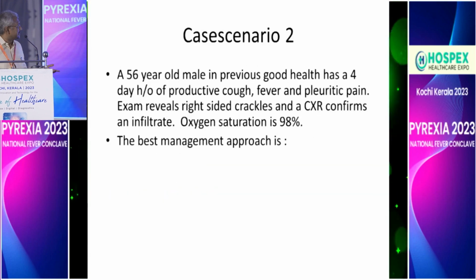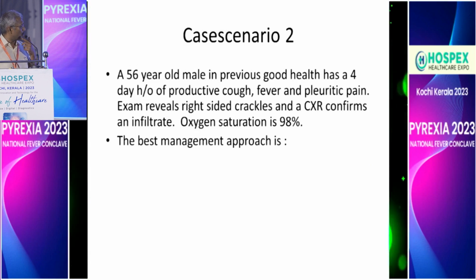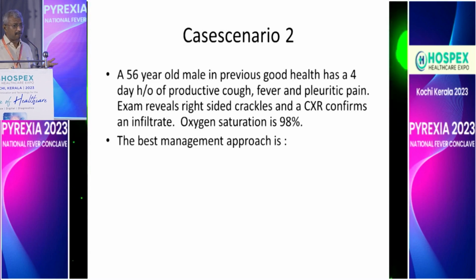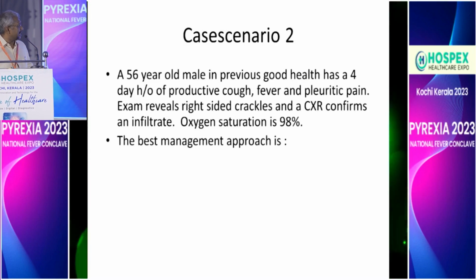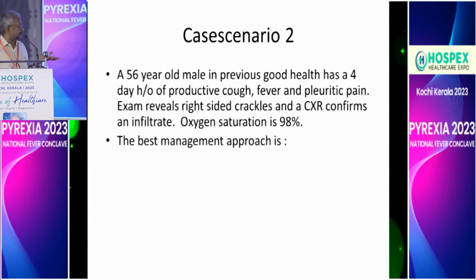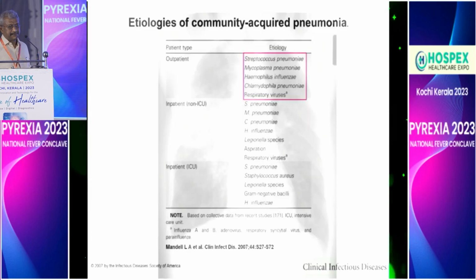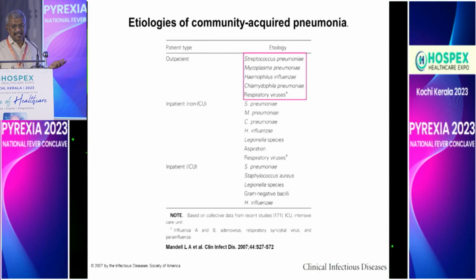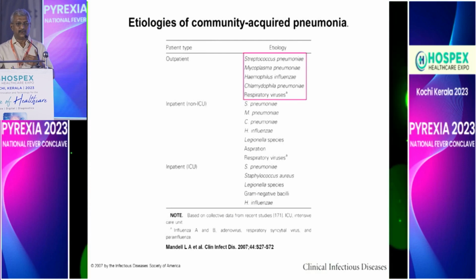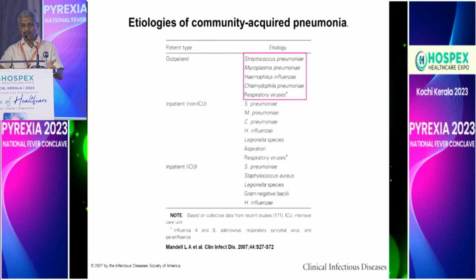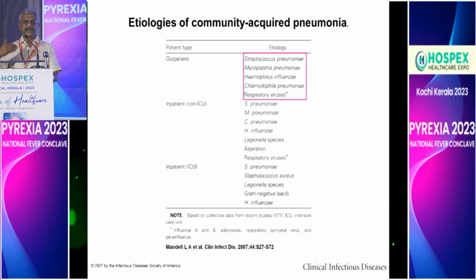Now the second scenario. It's a 56-year-old male with previously good health, who has a 4-day history of productive cough, fever, and pleuritic pain. Examination shows right-sided crepts, and chest X-ray shows a patch. So this is basically community-acquired pneumonia. How we do it is look at the pneumonia and divide it into community-acquired or hospital-acquired. For outpatients, basically, we expect only community-acquired pneumonia.